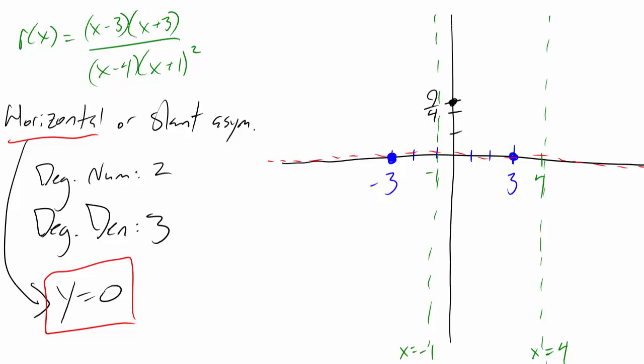Now, if you're at all concerned about the fact that the horizontal asymptote gets crossed at our x-intercepts at 3 and negative 3, please don't be. That is not a big deal. The horizontal asymptote is able to be crossed. It's just vertical asymptotes that cannot.